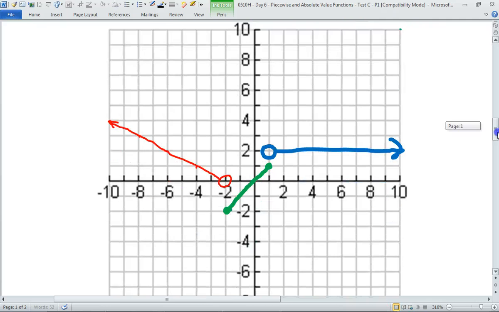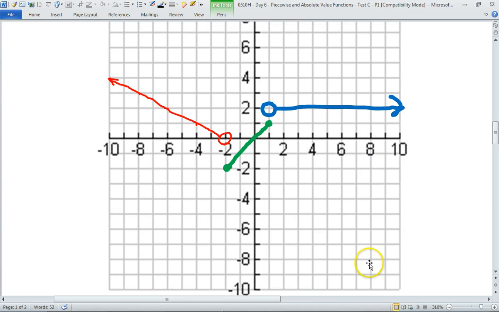Okay, so there it is. That's what this graph should look like. Any questions about it?